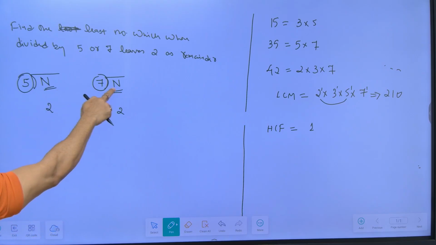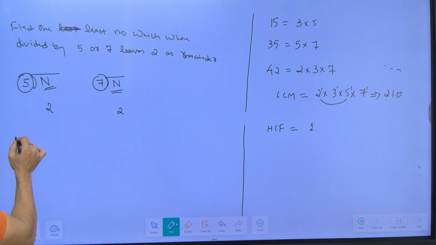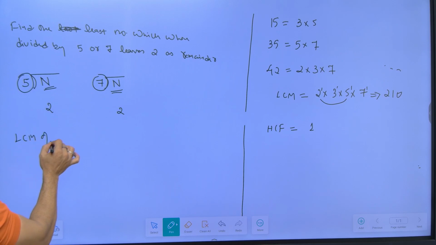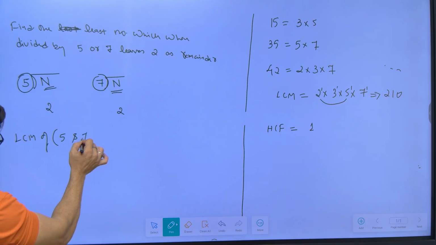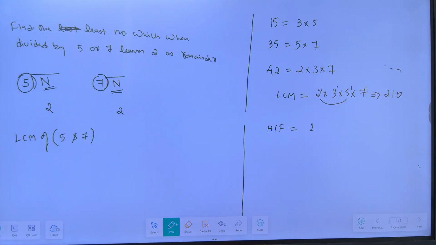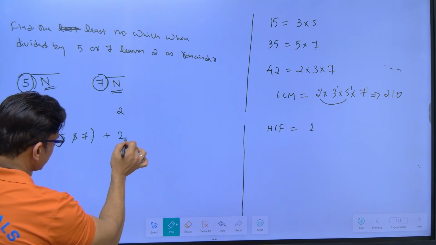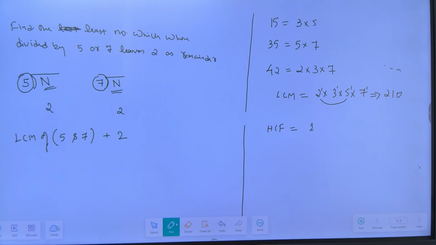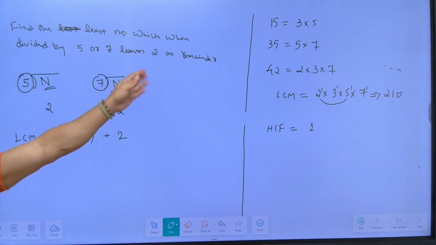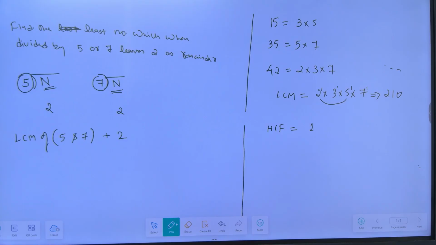Understand, whenever you have to find this dividend, you always take the LCM of the divisors, in this case 5 and 7, and add the common remainder to it, right? That is the first thing you are supposed to do. Even if it can be 3, 4, 5, whatever, you should always take the LCM of the divisors and add the common remainder. In both cases the remainder is the same, so add that remainder to it.